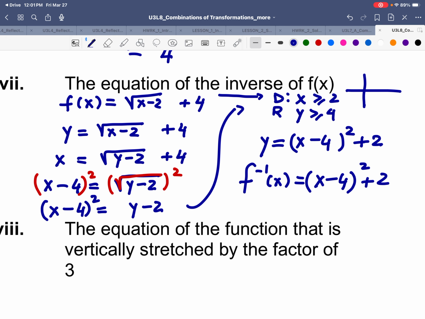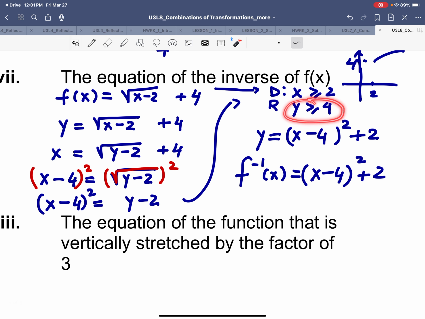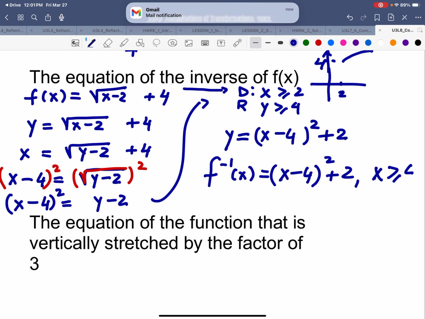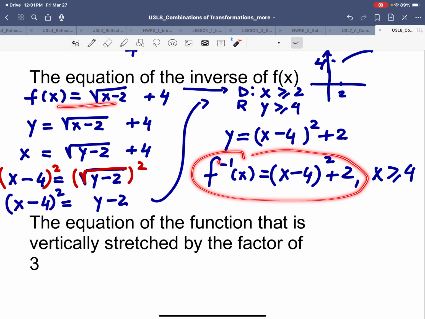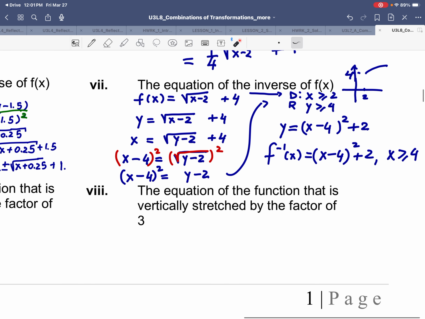How do we know this? It's translated 2 to the right and 4 up. So that's going to be a 2, and this is going to be, let's say, about 4 in here. So what that means is that the domain of this function will be x bigger than or equal to 4, and we're going to add this on the side because otherwise we won't get a reflection. We'll get more than a reflection of this function. So this would be f negative 1 of x for this square root function.